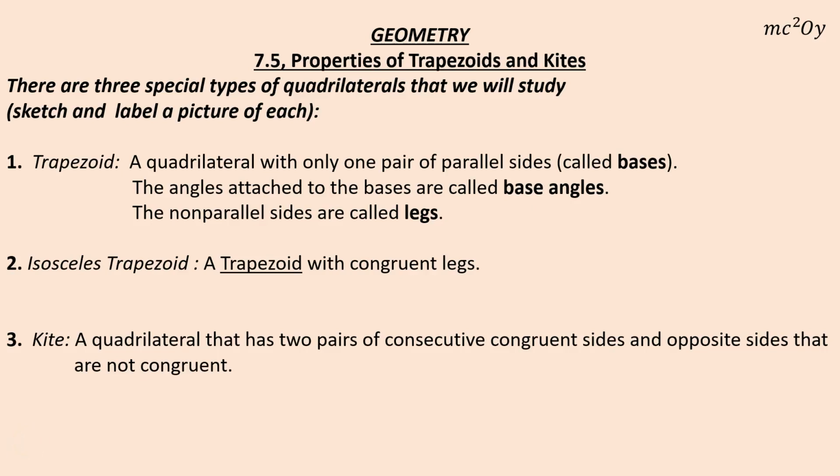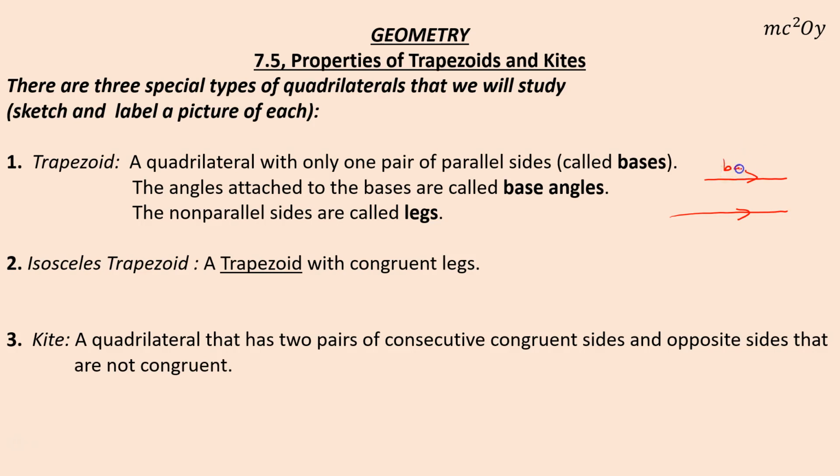By properties of trapezoids and kites. There are three special types of quadrilaterals that we study other than parallelograms. And these are the trapezoid, the isosceles trapezoid, and the kite. If we draw a picture of each of these, a trapezoid is a quadrilateral with one pair of parallel sides. So something like that.